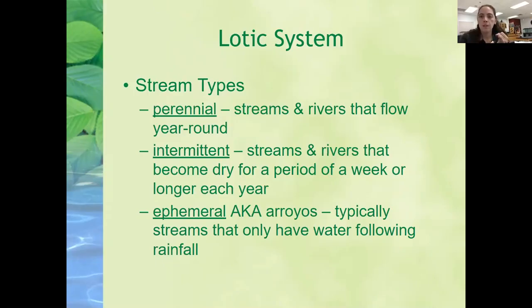Then there are intermittent. So these become dry for a week or longer each year. And then depending on how long a stream stays dry, could also be an ephemeral stream, or out towards West Texas and the farther western United States, also called arroyos. And these are going to be streams that typically only have water for a couple of days after a heavy rainfall.